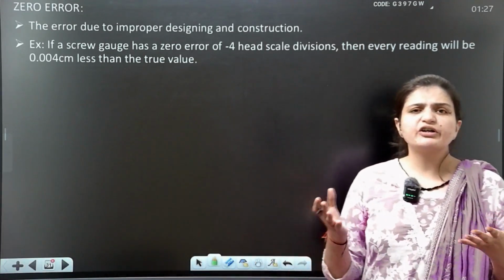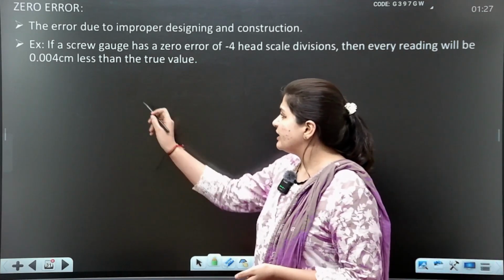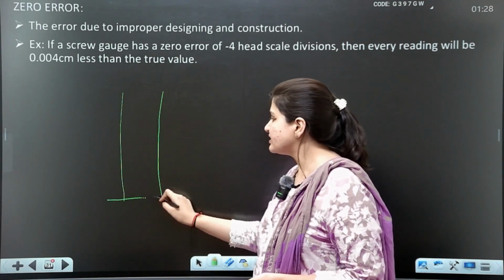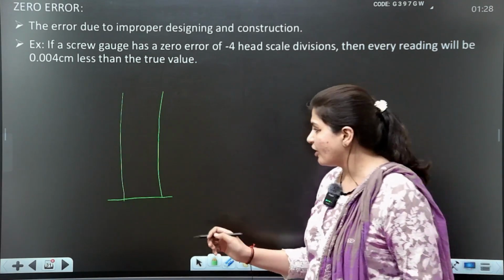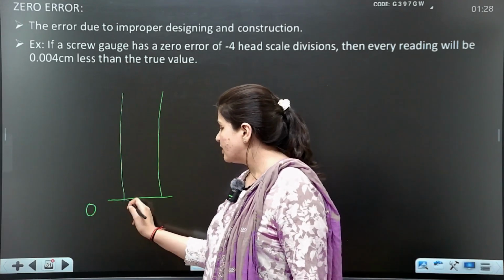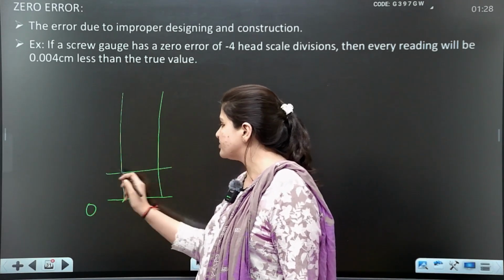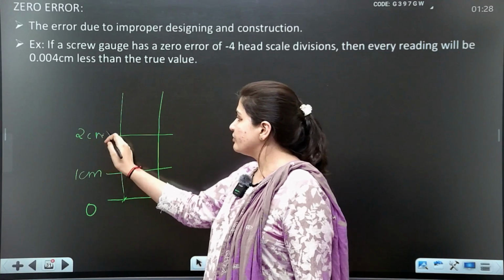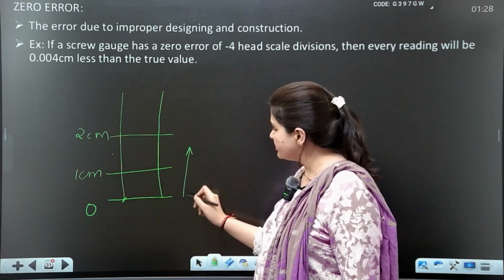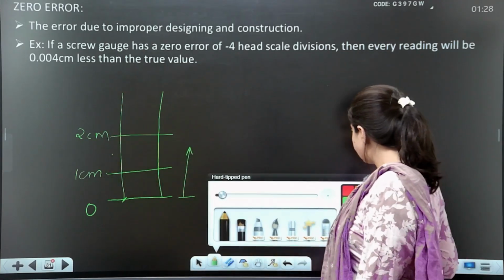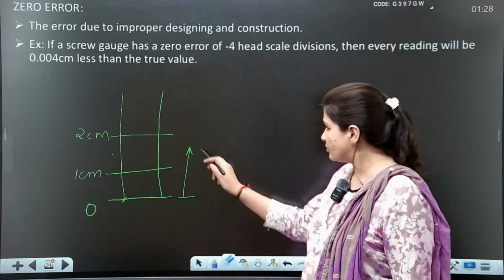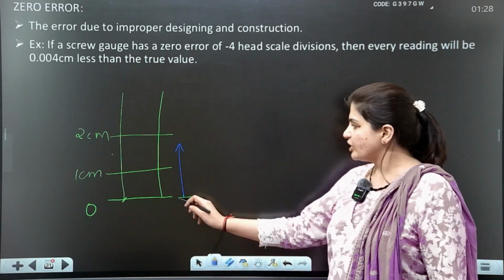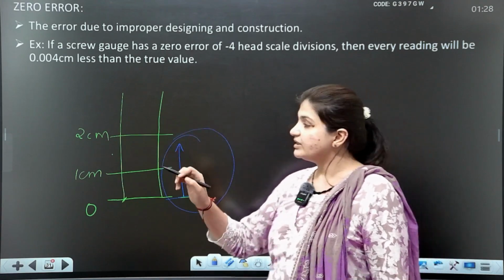So students, what is basically the zero error? We always start measuring the value from a zero value. This is 1 centimeter, then this is 2 centimeter. So we always consider the value from 0.